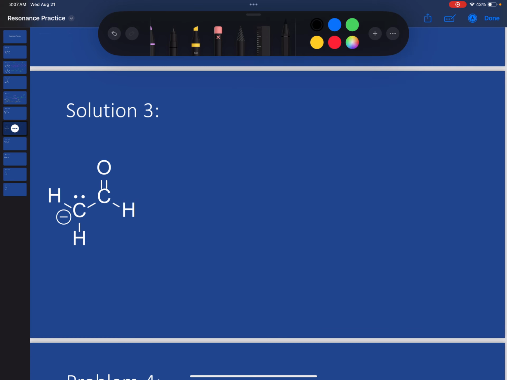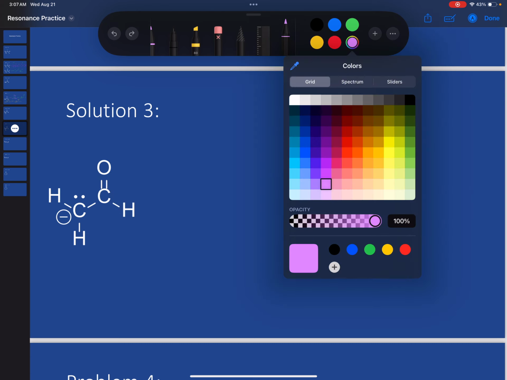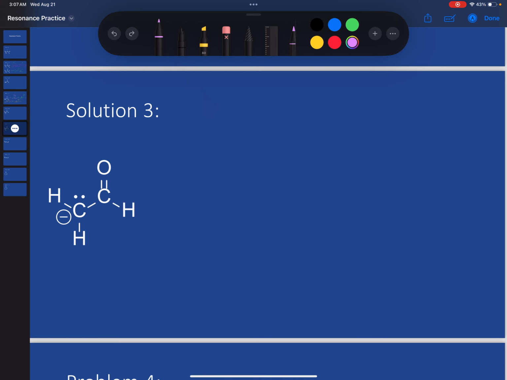Again, it's always easiest to start with the pi bond that's here. Oh goodness, I want that to be this color. Oh, I see. Okay. The pi bond that is here. So I'm just going to break that pi bond and give those electrons to the oxygen. And so again, we started with 2 lone pairs, and by giving it those pi electrons, we now have 3.